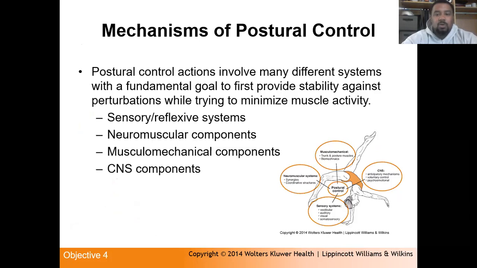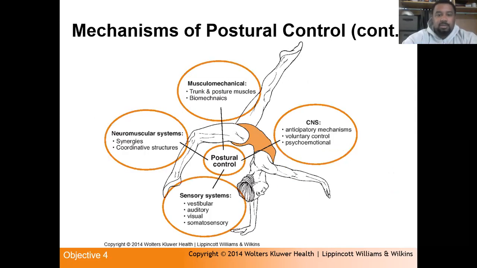Mechanisms of posture control. The different mechanisms of posture control are sensory systems, neuromuscular components, musculomechanical components, and central nervous system components. This is just an example of posture control and all the things involved. It's a quick picture example of what's involved when somebody is doing an activity such as she is.